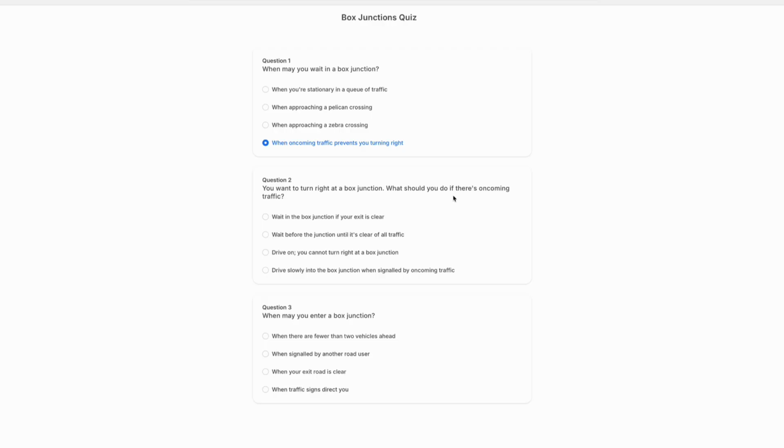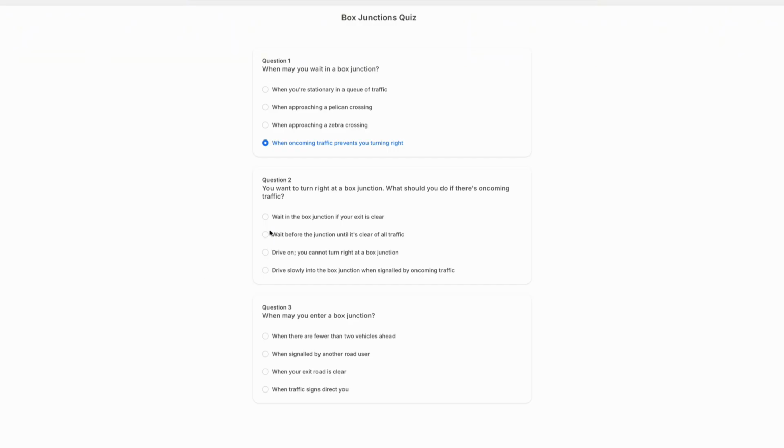So question 2: you want to turn right at a box junction. What should you do if there's oncoming traffic? So the first answer is wait in the box junction if your exit is clear. Wait before the junction until it is clear of all traffic. Drive on, you cannot turn right at a box junction. And drive slowly into the box junction when signalled by oncoming traffic. So again, I'll give you a few seconds to select the right answer.